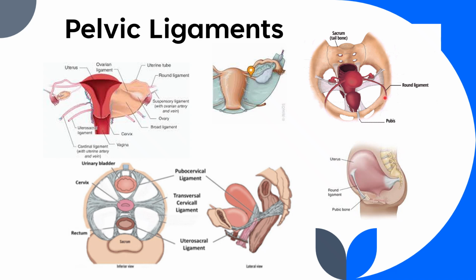Suspensory ligament, that is going to be coming from the ovary here. And remember, it goes to the pelvic wall. So we're going to see it going in an outward manner. We can see it here kind of going off into the pelvic wall. And again, here we have it coming from the ovary out to the pelvic wall.